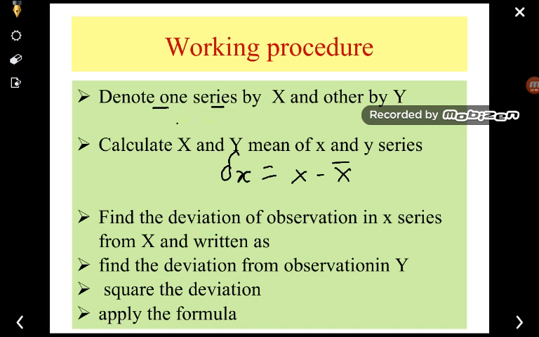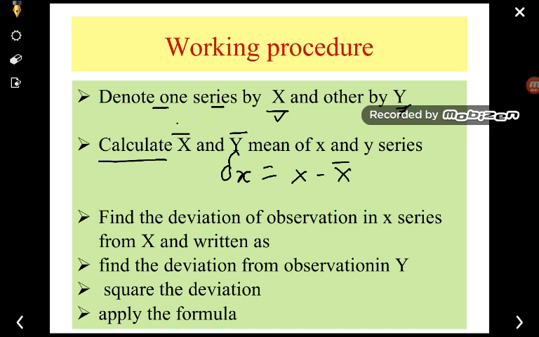Now coming to the working procedure. We are given two variables, one is the x variable and another is the y variable. So we have to denote one series as the x variable and the other series as the y variable. Next step is that we have to calculate x bar and y bar, the mean of the x and y series.